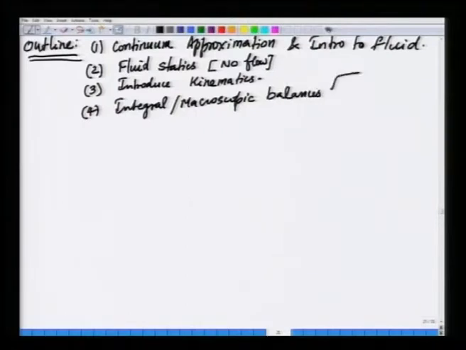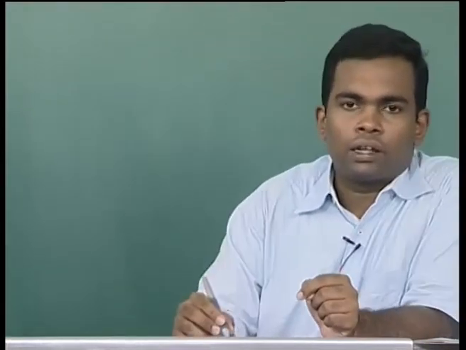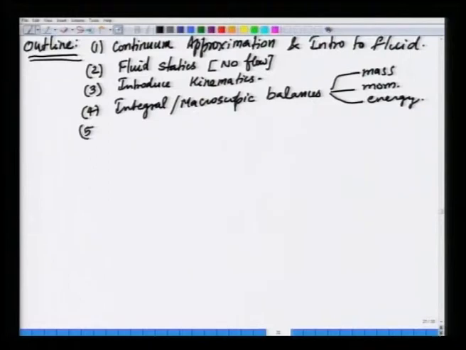of mass, momentum and energy. As I was just pointing out a few minutes back, there are two approaches that are largely taken in addressing fluid flow problems. One is the macro scale approach, where the detailed flow structure is not required, and the integral balances are one way of addressing such problems, using macroscopic balances of mass, momentum and energy.